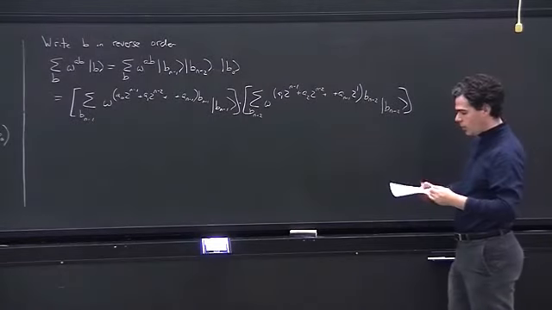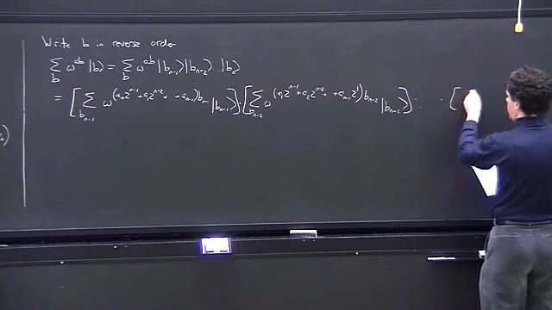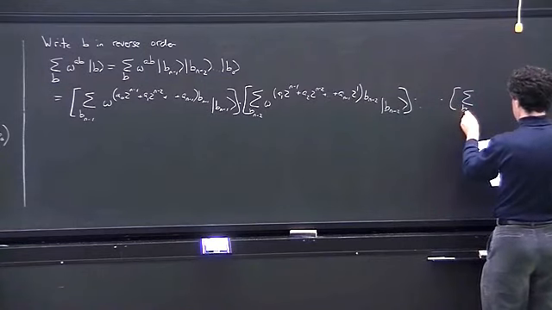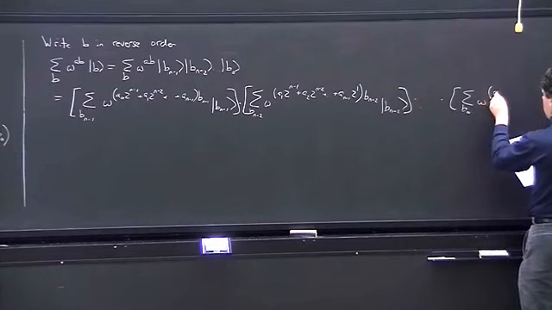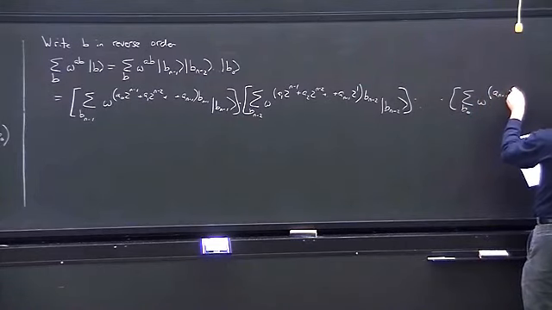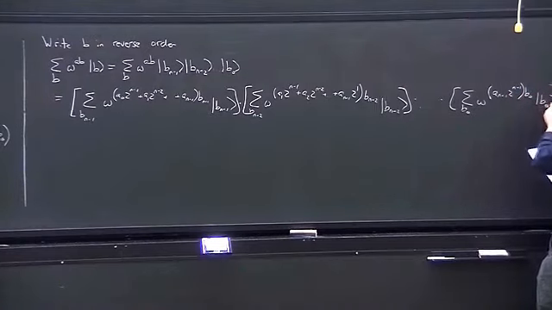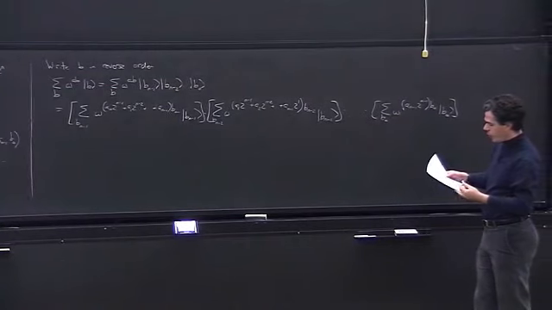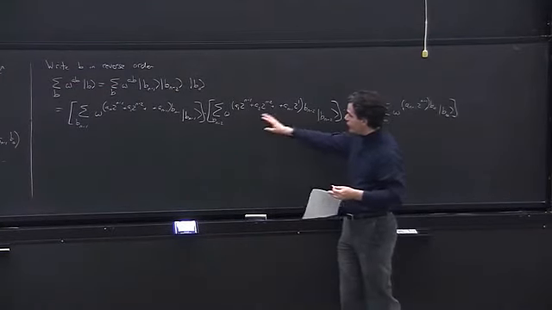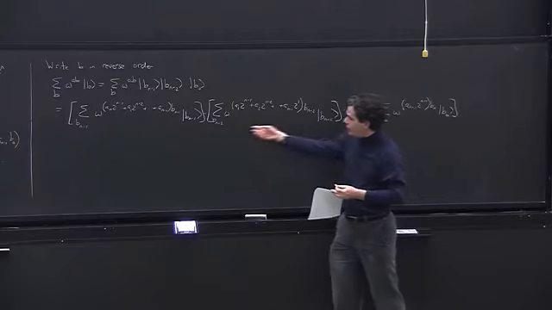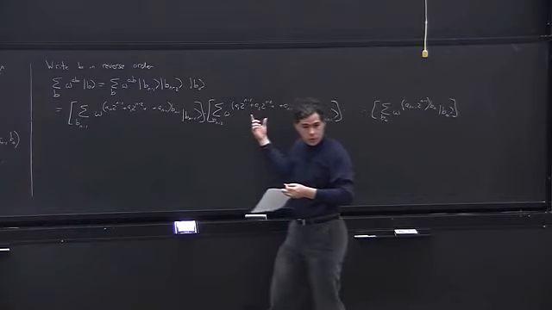Okay, and similarly, we keep on going like this. And then at the end, we have the sum over b0 of omega to the a_{n-1} 2^{n-1} b0, ket b0. Okay, so let's look at this more closely. What you see here is that we've factored this expression into a tensor product of terms.